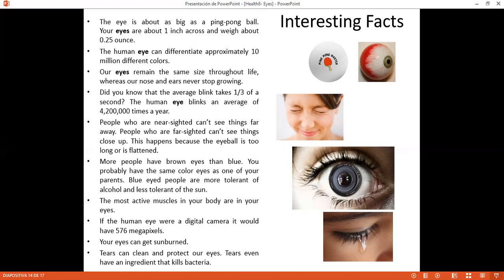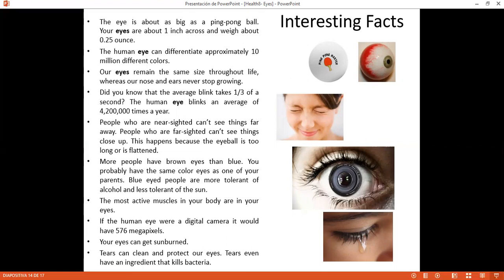There are other organs like the nose and the ears which never stop growing, but not the eyes. Did you know that the average blink is when your eyes get closed, and it's made to clear out and take away anything that is there, to keep the eye moist. The average blink takes 1/3 of a second. Most of us don't even notice when we're blinking. The human eye blinks an average of 4,200,000 times a year.